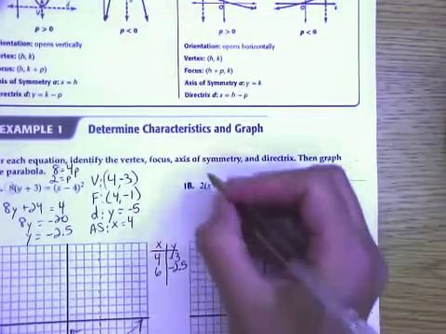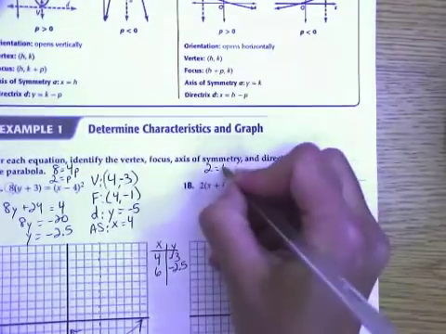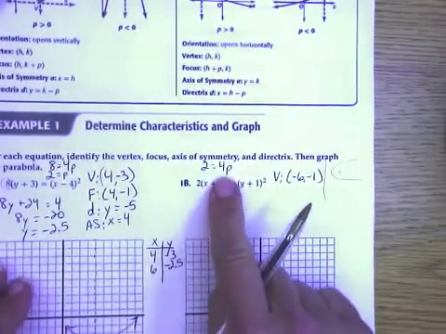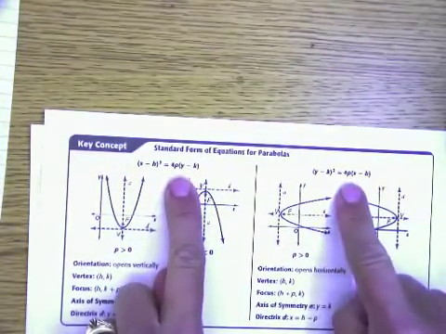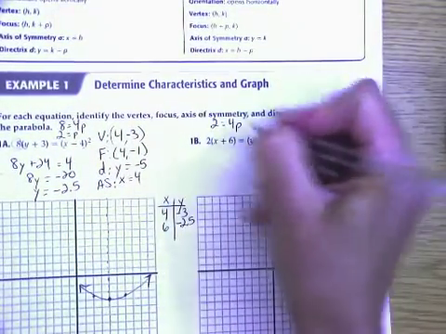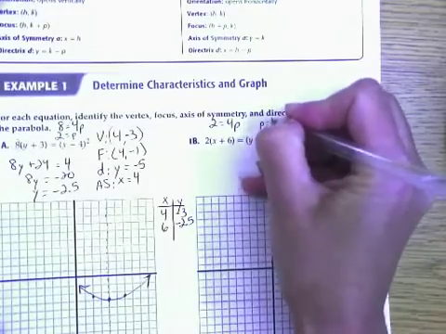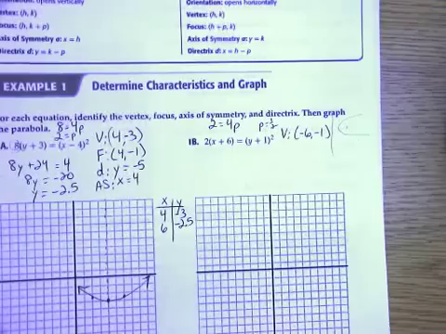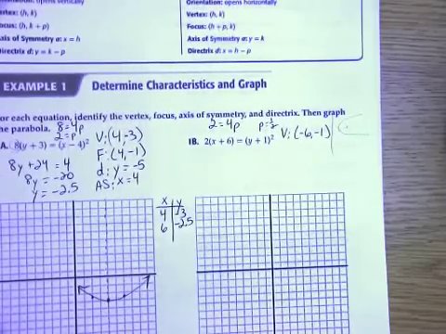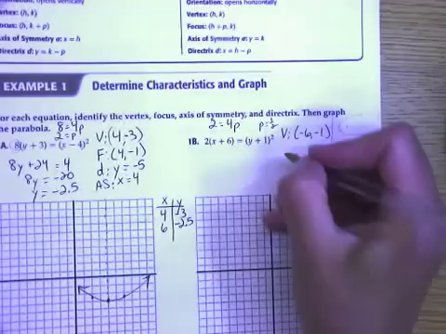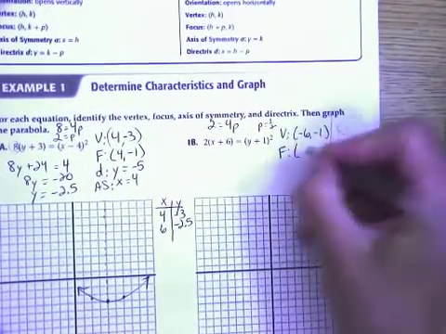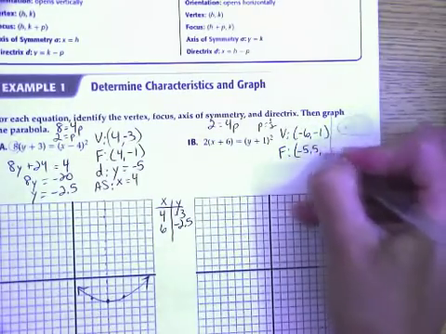I have to find the value of p. 2 equals 4p. If there's any confusion about where this 4p is coming from, notice that it's here. So that means that p equals 1/2. So that means that the focus is 1/2 a space to the right of the vertex. So my focus, 1/2 space to the right of -6 is -5.5.